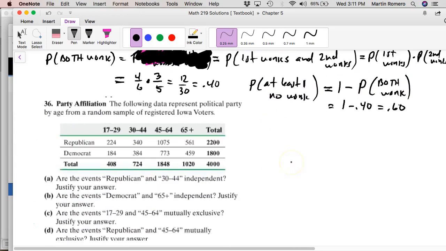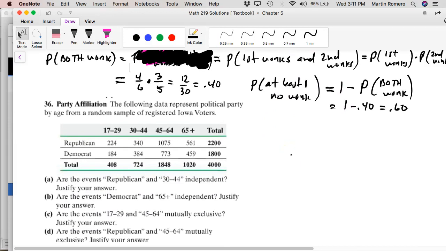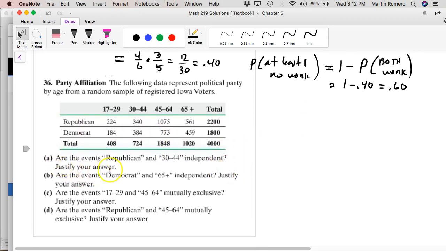Okay, moving to problem 36. The following data represent political party affiliation. Here are the situations we need to consider here. Are the events independent? In the first situation, we're going to ask this question. This is one of the last details in our notes for chapter 5.4. How do we check to see if something's independent? Let's go ahead and look at that real quick.